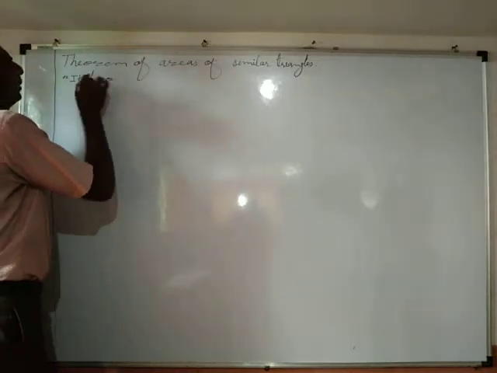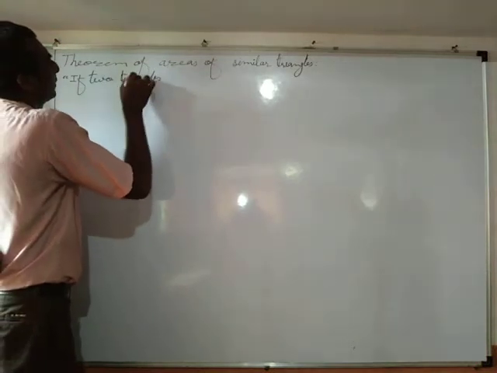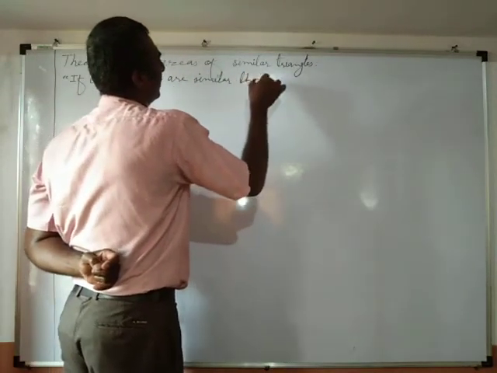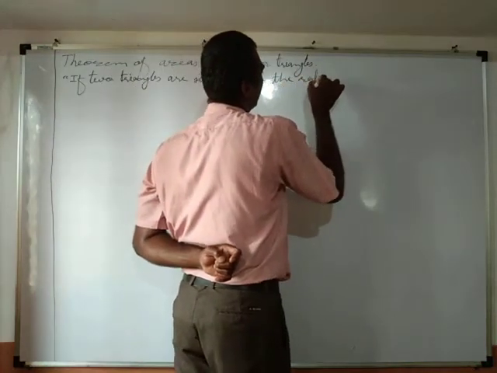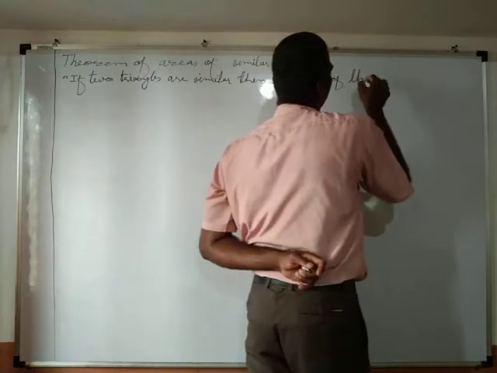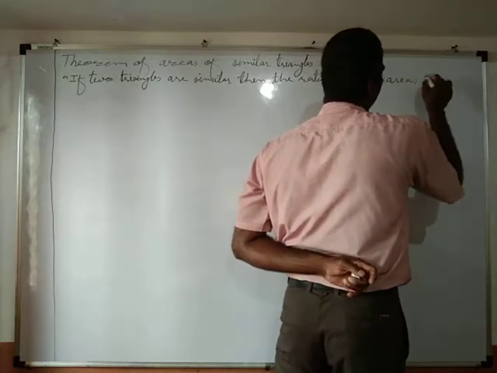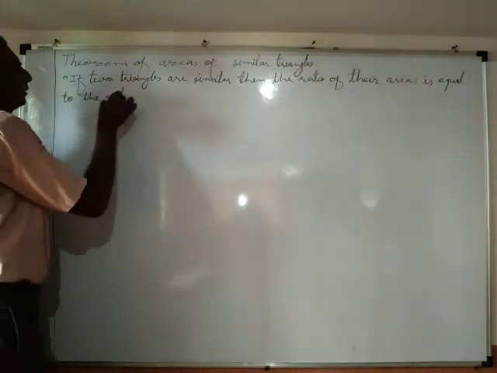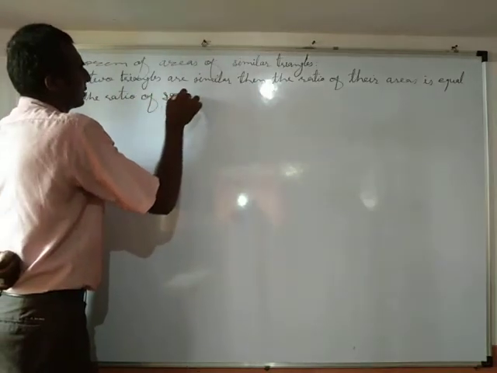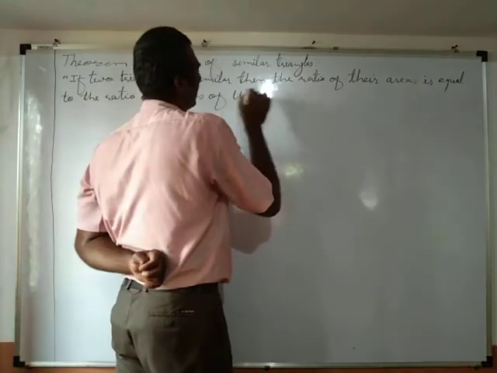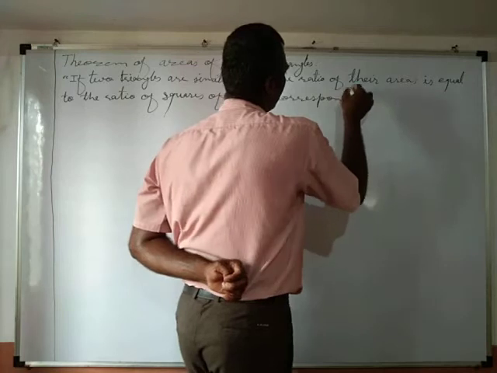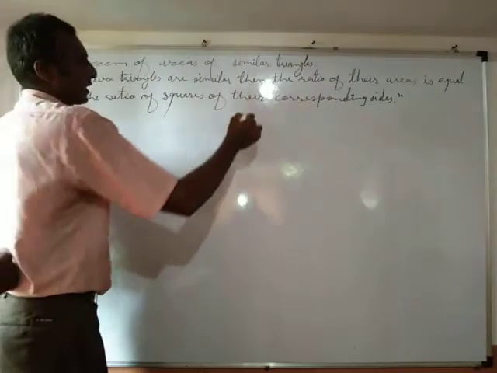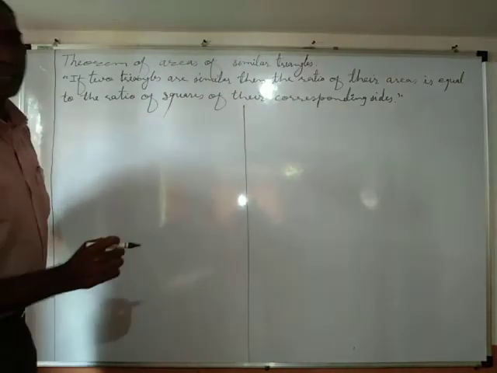If two triangles are similar, then the ratio of their areas is equal to the ratio of the squares of their corresponding sides. Okay?